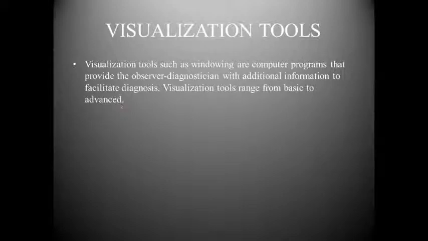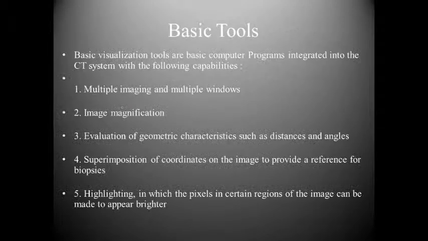So we have visualization tools. Visualization tools such as windowing are computer programs that provide the observer or diagnostician with additional information to facilitate diagnosis. Visualization tools include a range from basic to advanced things. Basic tools are computer programs integrated into the CT system with the following capabilities: multiple imaging and multiple windows, image magnification, evaluation of geometric characteristics such as distances and angles, superimposition of coordinates on the image to provide a reference for biopsies, and highlighting, in which the pixels in certain regions of the image can be made to appear brighter.